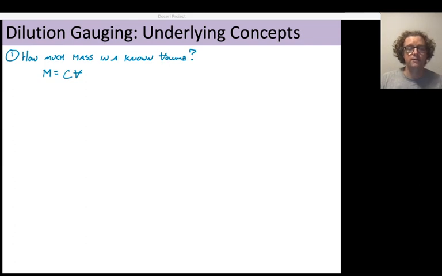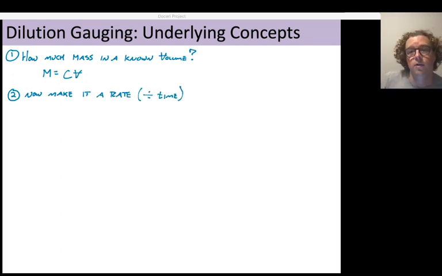But we do know mass and volume are related by concentration. So you could think of concentration as this sort of pivot. Right? Concentration is how you move between a known mass and the volume that it's dissolved in. Now, rather than just focusing on this as one point in time, we can make it a rate. So I can divide both sides of that equation by time, and on the left-hand side I get a mass rate, mass per time, and on the right-hand side I get concentration multiplied by volume divided by time.